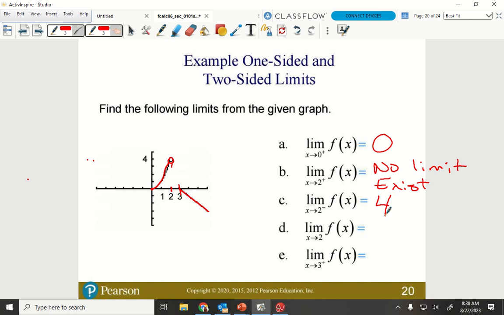Okay. Now, let's look at the next one. So as x approaches 2, is that one-sided limit? No. That's two-sided limit, isn't it? Yeah. So for the two-sided limit to work, what has to happen? It has to have the left and right side both go to the same number. No limit. No limit exists.